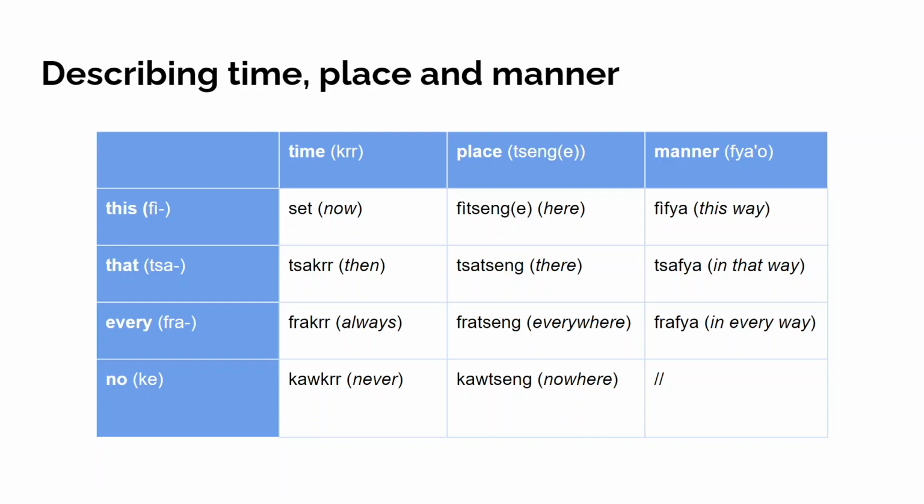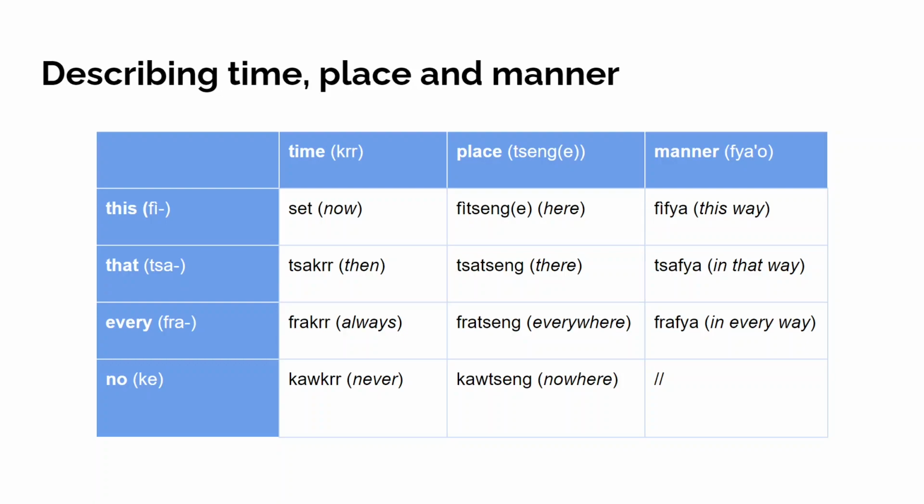So we have this, which is fe, we have that, which is tsa, we have every, that is fra, and we have no, which is ke. You probably know all of these already, because we have already talked about them. And then we have some nouns here. We have time, which is grr. We have place, which is tseng or tsenge. And we have manner or way, which is fjao.